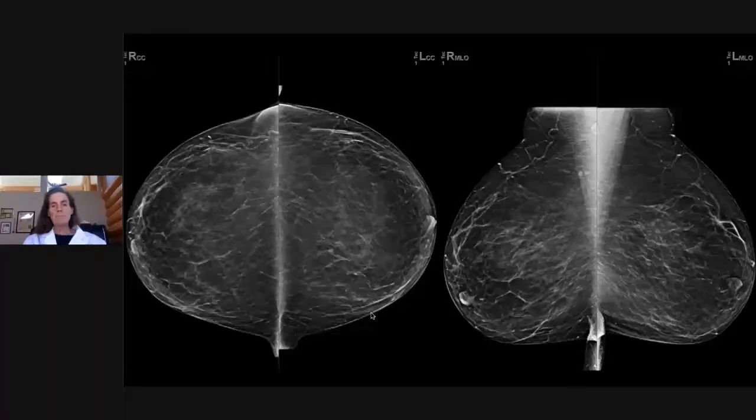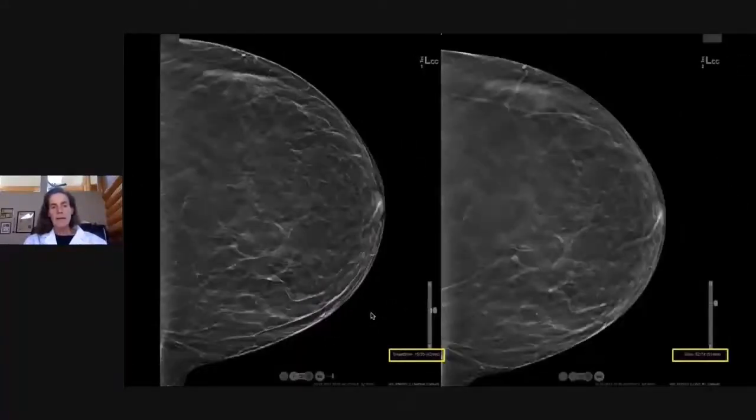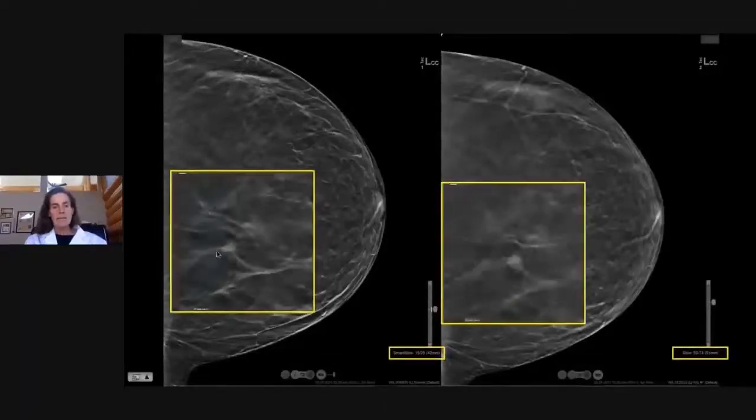Next patient, 72-year-old female, came in for her mammogram, and we were able to see this little nodule here. And I'm going to show you comparing side to side here, again, looking at the smart slice versus the 1 millimeter.